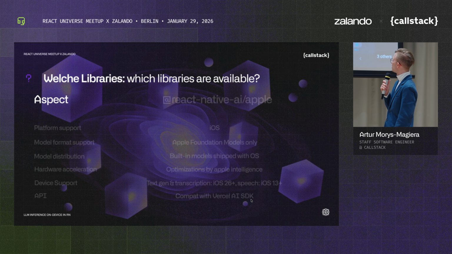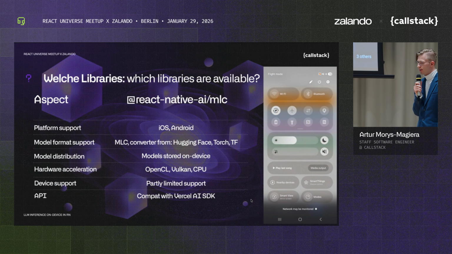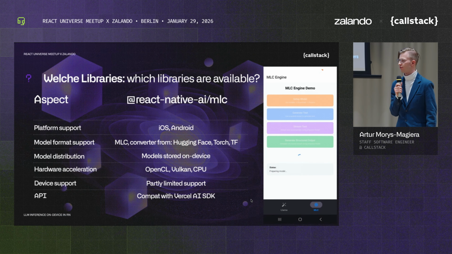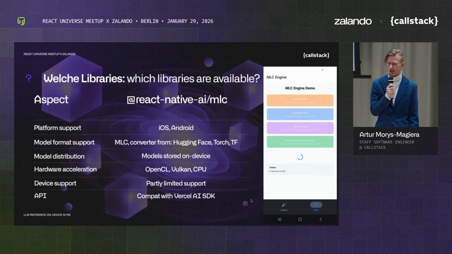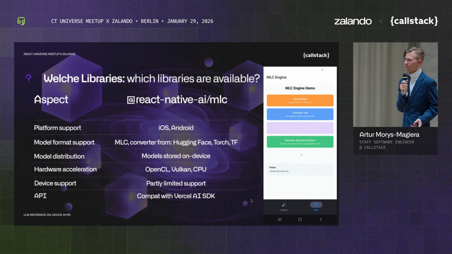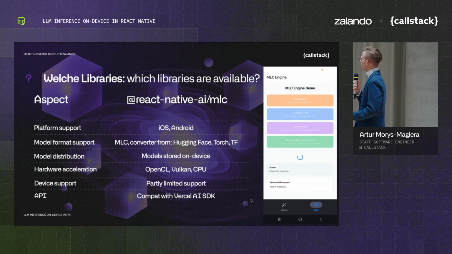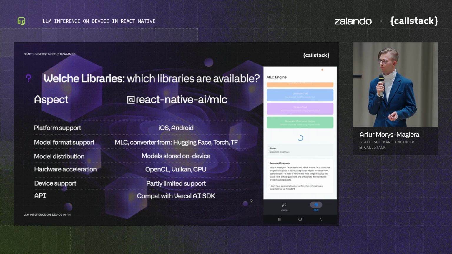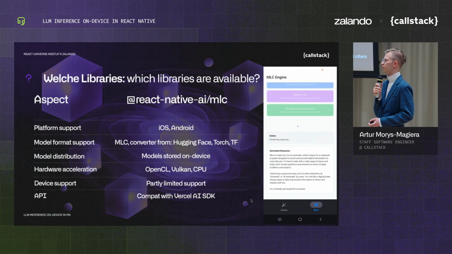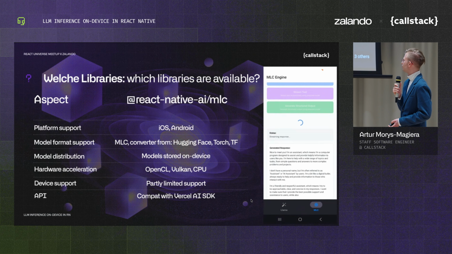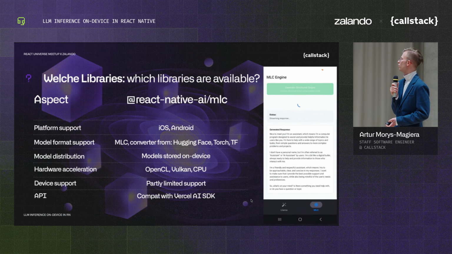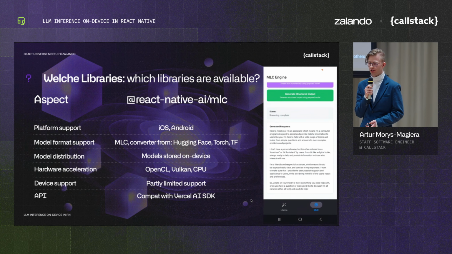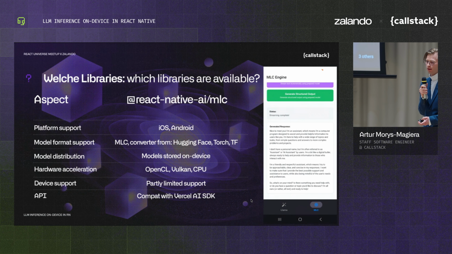The next library is React Native AI/MLC. And this is a wrapper that supports both iOS and Android. It's a wrapper for the MLC LLM project that I have already mentioned. MLC stands for Machine Learning Compiler. This engine is based, again, on the Apache TVM project that I already mentioned in case of ONNX. Hardware acceleration here is done through OpenCL, Vulkan, or CPU, which is optimized for Neon CPUs as well, I think.